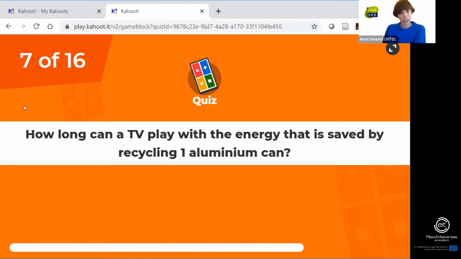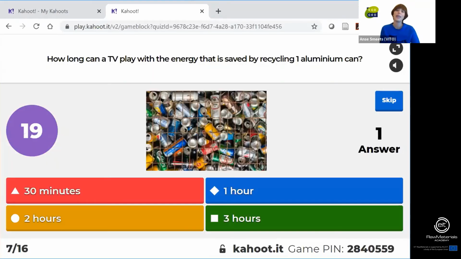But the next question is, how long can a TV play with the energy that is saved by recycling an aluminium can instead of producing a new one? Is it 30 minutes? Is it an hour? Is it 2 hours? Or is it 3 hours?